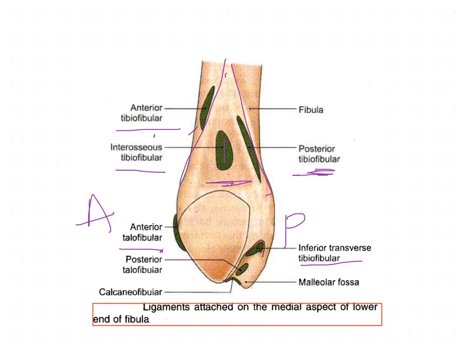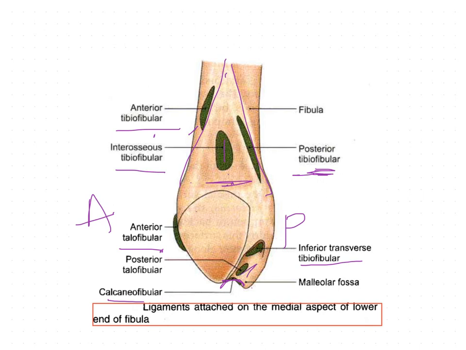A slight notch on the lower border gives attachment to the calcaneofibular ligament. So here we can find a notch, and this notch gives attachment to the calcaneofibular ligament. Also, in the malleolar fossa we can find the posterior talofibular ligament.